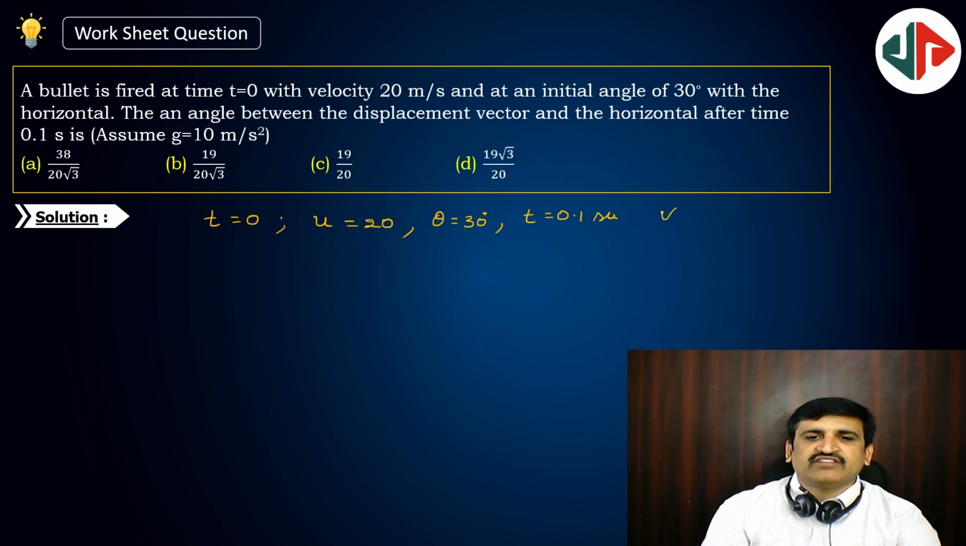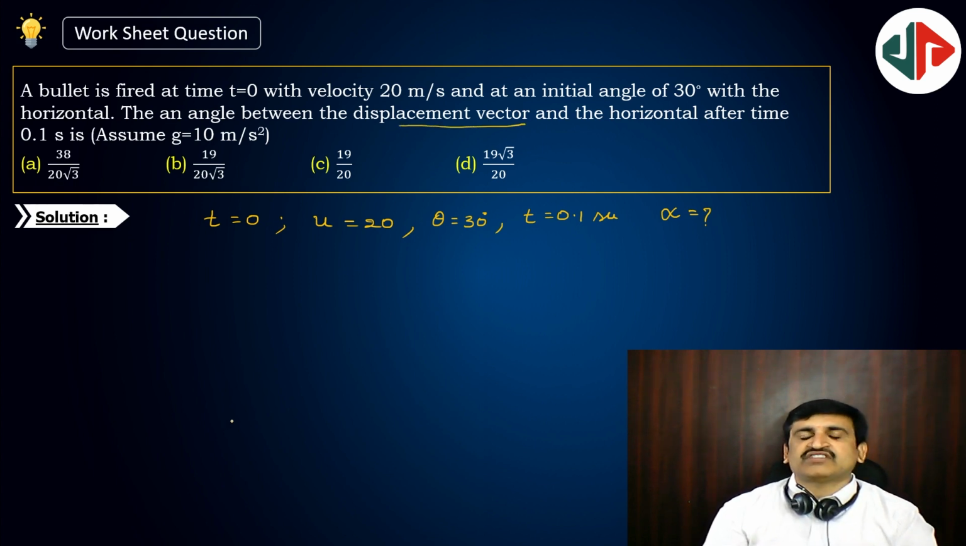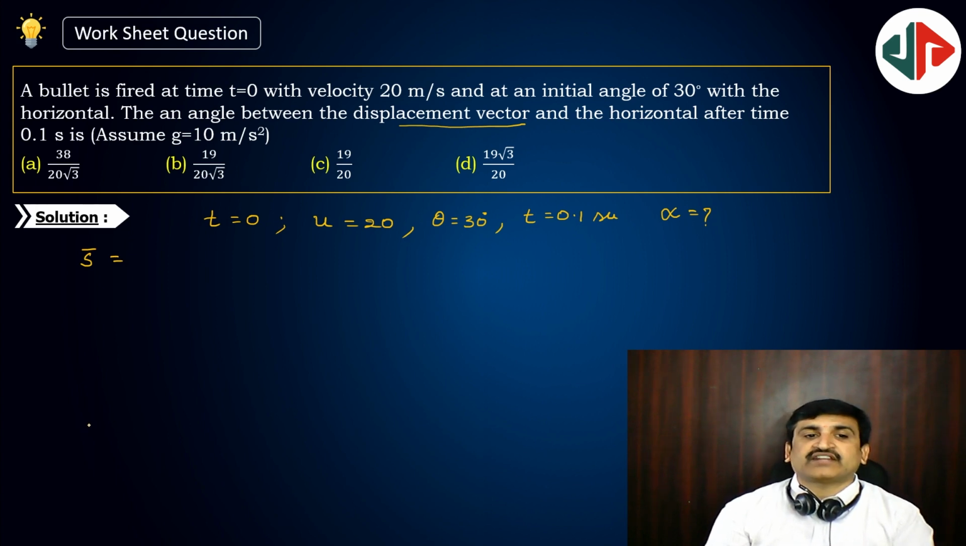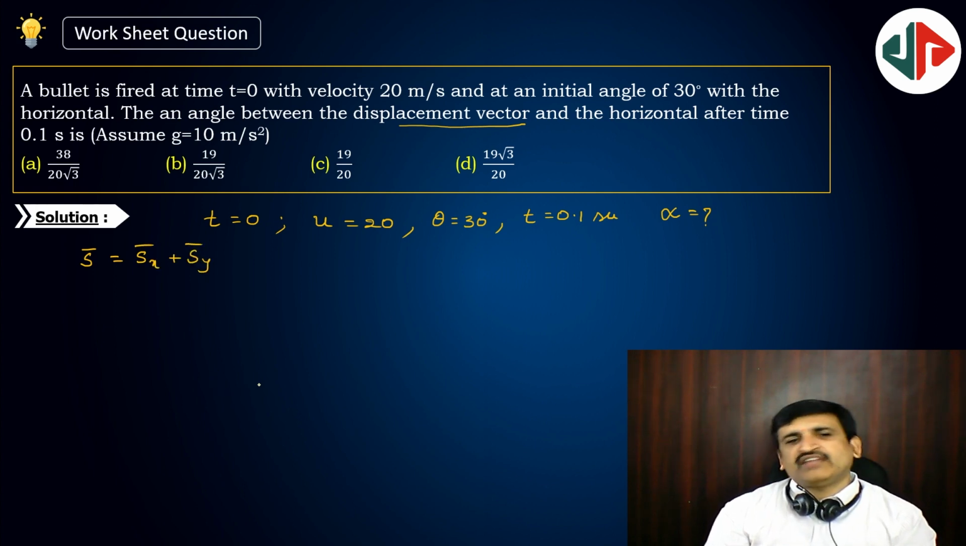Actually that angle we'll call alpha. Initially we kept theta, so the next angle we are putting as alpha. We are trying to find this one. The displacement vector makes an angle with the horizontal. First we need to establish the displacement vector. Displacement vector S bar is equal to the x directional displacement plus the y directional displacement after the time t.